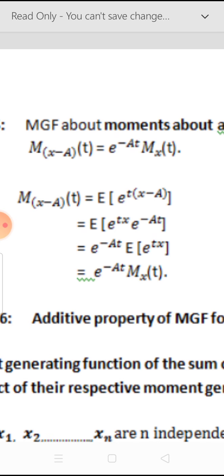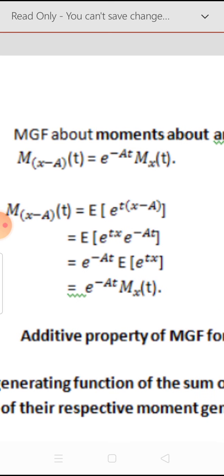So here we have found the moment generating function about the point a, M_(X minus a)(t) equal to E of e power t into X minus a. So now you multiply t inside it, so e power tX minus ta, and we know that a power m minus n is equal to a power m into a power n inverse. So therefore, using mathematical operations, e power tX into e power minus at, you take e power minus at outside and you find the expectation for e power tX. This is again the definition of M_X(t).